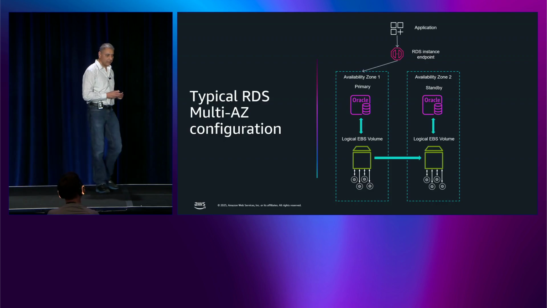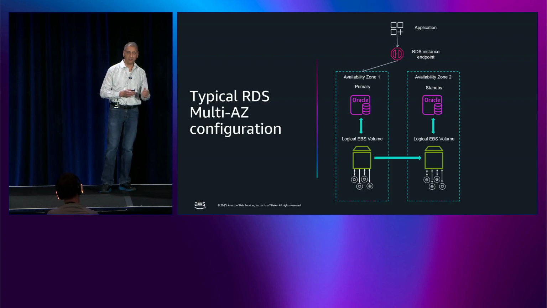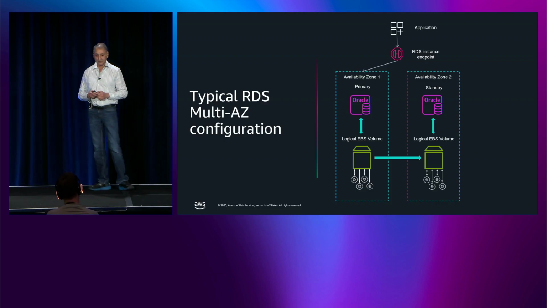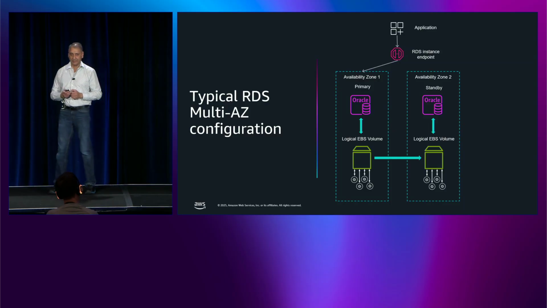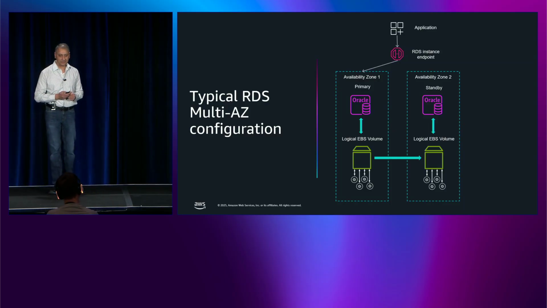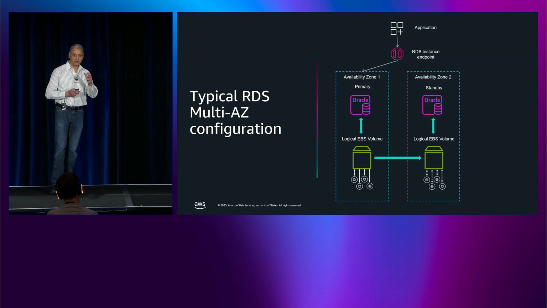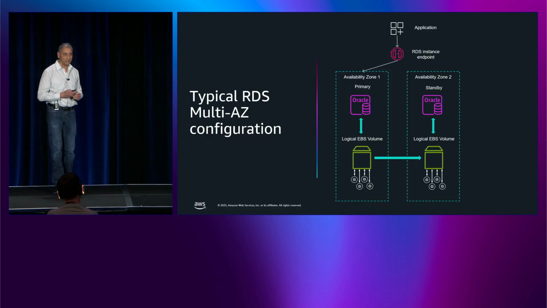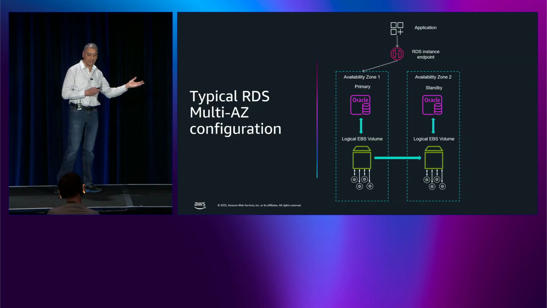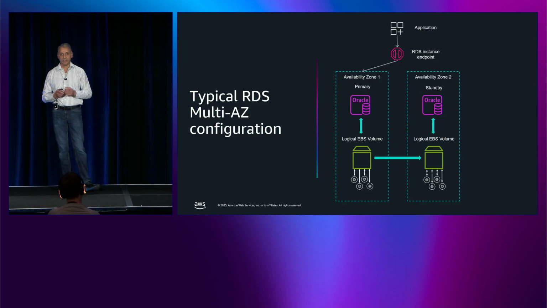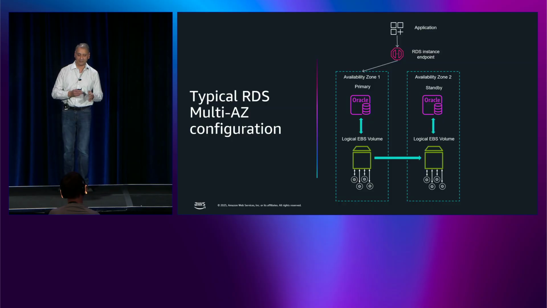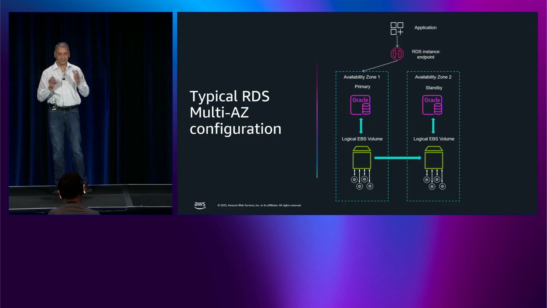Let's look a little bit into what a typical multi-AZ configuration looks like. So you have an application. Your application talks to an RDS instance endpoint. The instance endpoint talks to an instance, typically your primary instance in an availability zone. Your database instance is backed by an EBS volume, a storage volume. And when you specify you want a multi-AZ configuration, RDS automatically sets up a standby instance for you in a different availability zone, which protects you against failures that may happen in your instance.